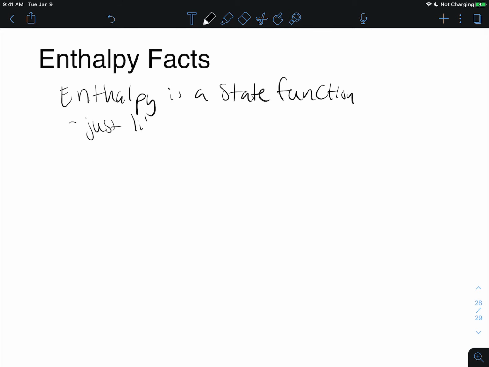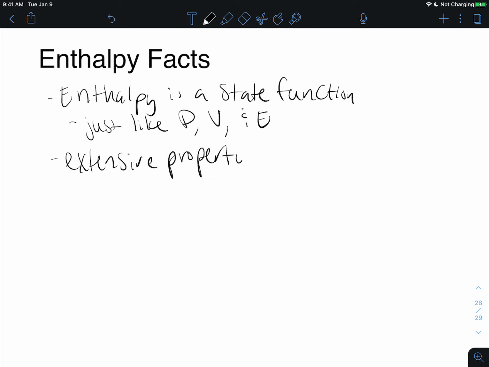Let's go into some enthalpy facts. So enthalpy is a state function. Unlike our heat, heat is not a state function. Heat is a path function, but enthalpy itself is a state function along with pressure, volume, and internal energy. Okay. It's an extensive property. It depends on amount.